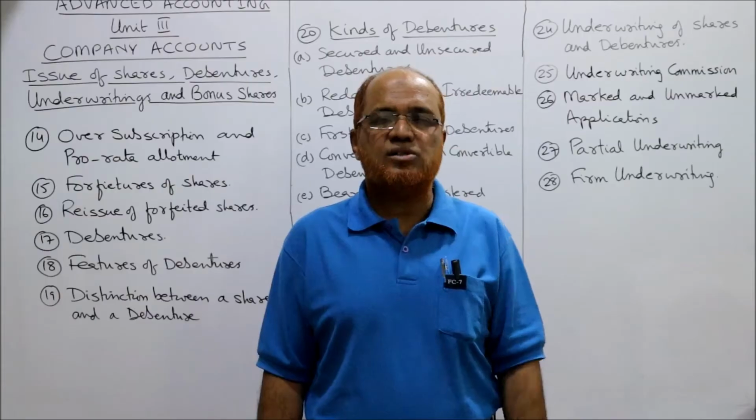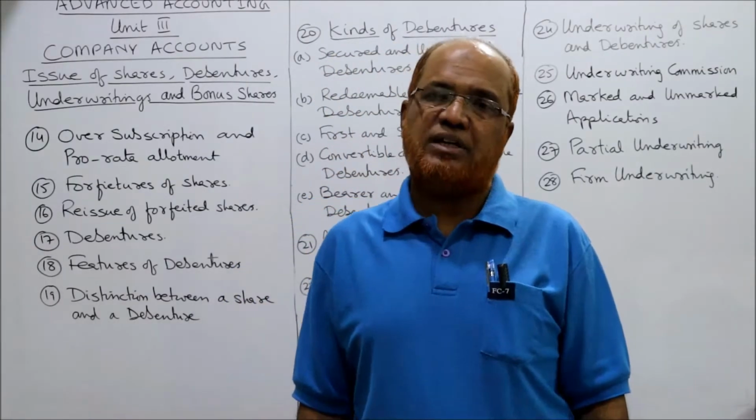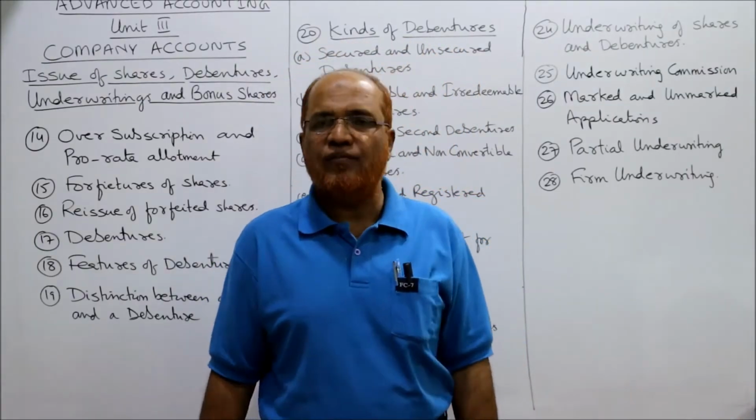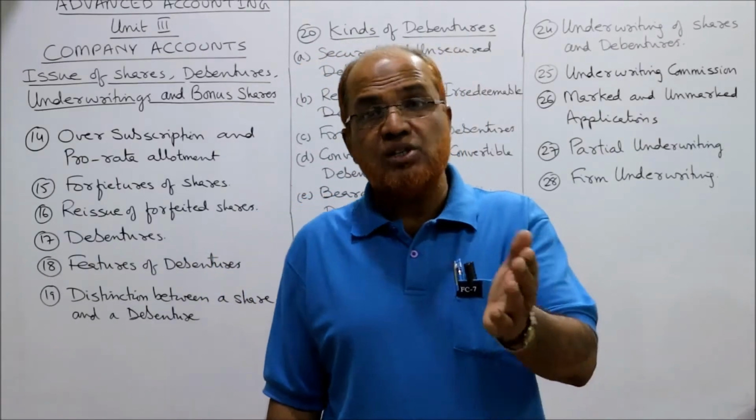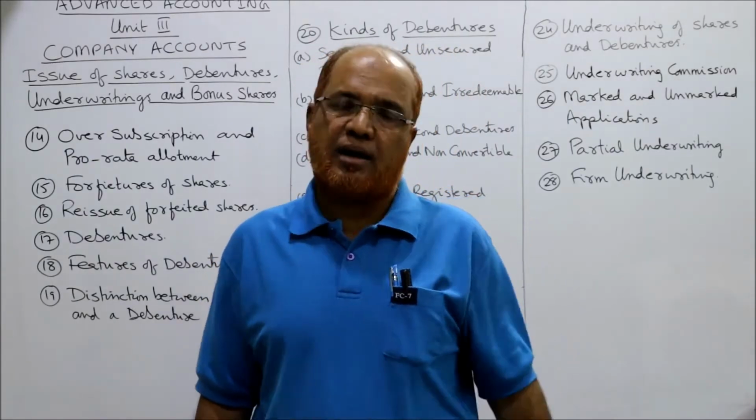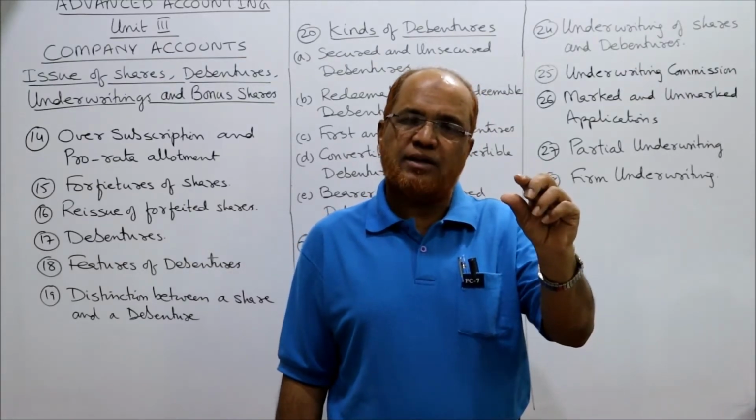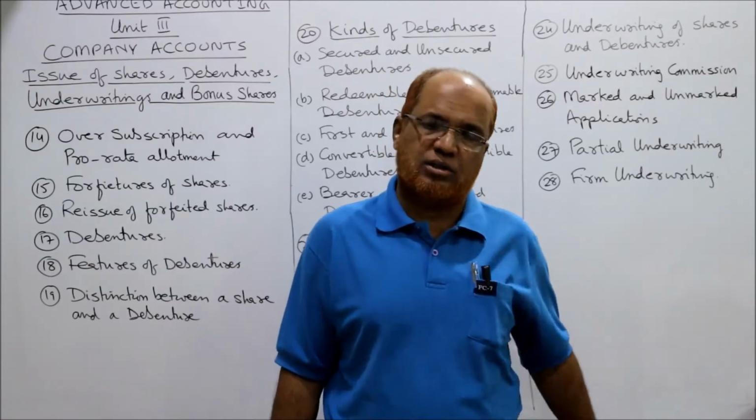Even then, if the shareholder has not paid the call money, then the company has the right to forfeit his shares, cancel his shares. So the entry for forfeiture of shares is share capital account debtor to shares forfeited account, to share call account. Again I repeat, share capital account debtor to shares forfeited account, to share call account.